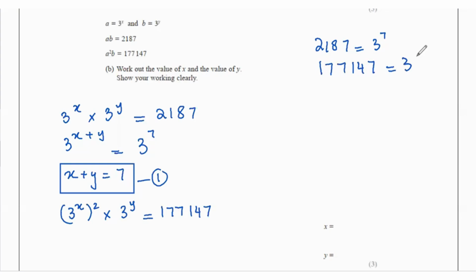Let's figure out the powers. 177,147 divided by 3. Let's keep on dividing it until we reach 1. So that's 1, 2, 3, 4, 5, 6, 7, 8, 9, 10, 11. 3 to the power of 11.